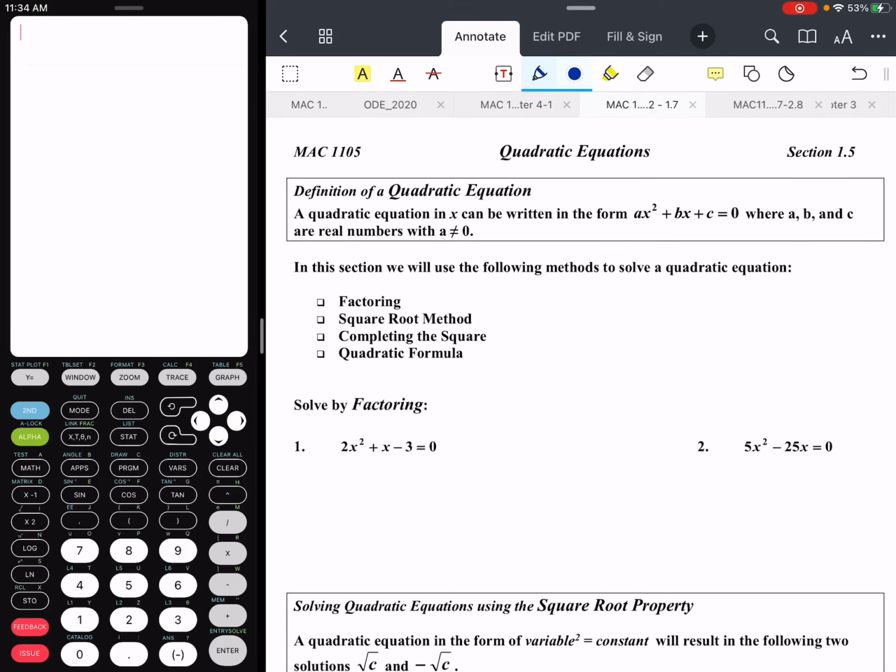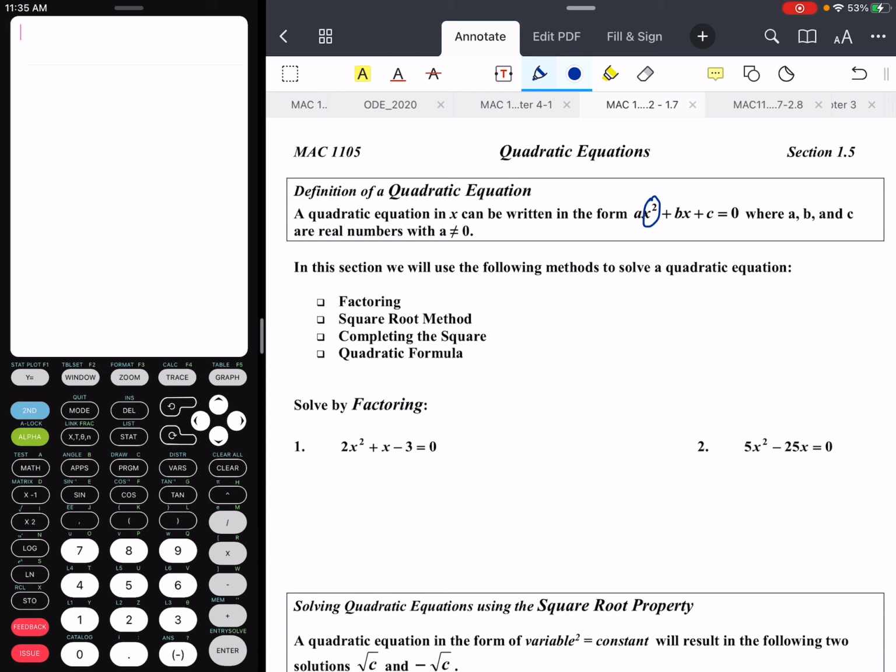In this section, we'll discuss different methods for solving quadratic equations. So first off, what is a quadratic equation? Great question. Up here in the box, it says definition of a quadratic equation. A quadratic equation in x can be written in the form ax squared plus bx plus c equals 0, where a, b, and c are real numbers with a not equal to 0. If a was equal to 0, then that x squared term wouldn't exist.